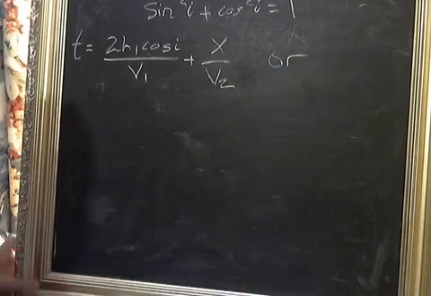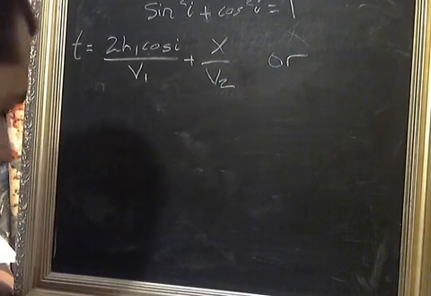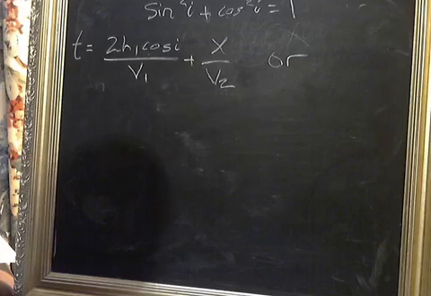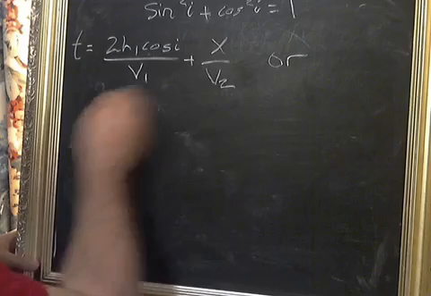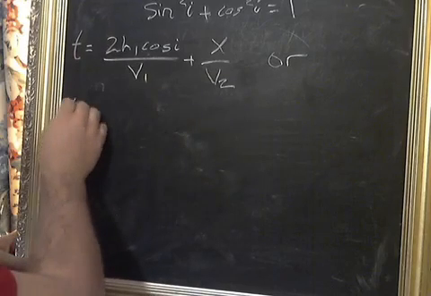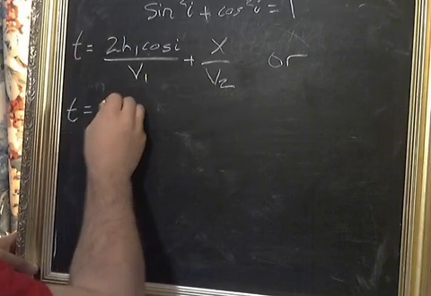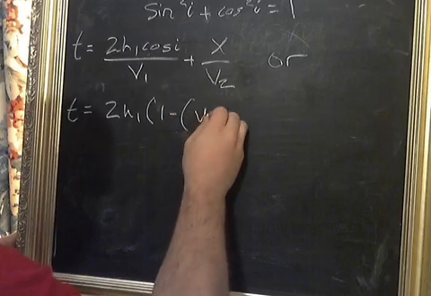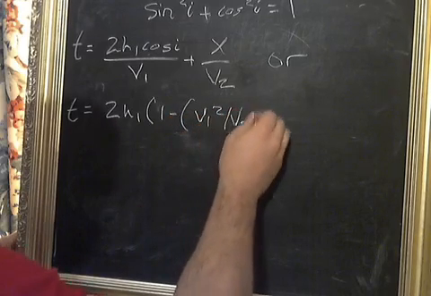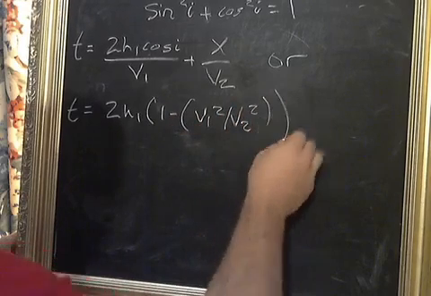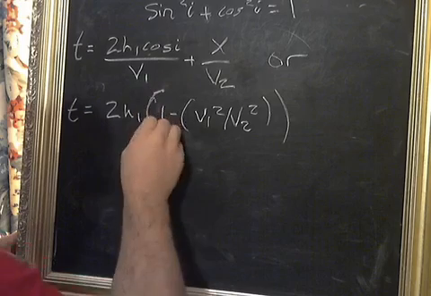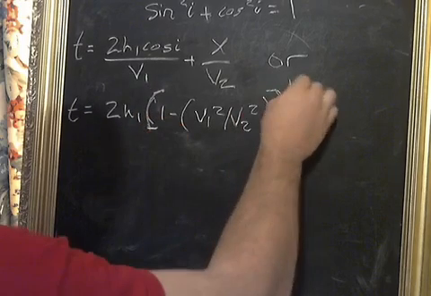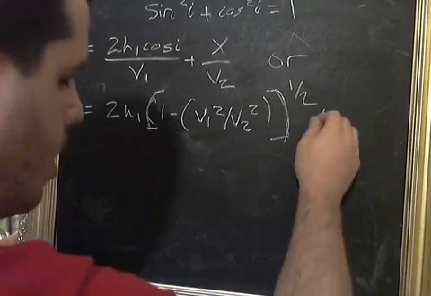Or, we're going to expand it out a little bit. I know you're saying, well, why go from something simple to more complicated? Well, it's going to be prettier when we need to take the equation and do the first derivative. So we're expanding it real quick. This little nice simple equation here is equivalent to 2h1 times 1 minus v1 squared divided by v2 squared, all raised to the 1/2, plus x over v2.